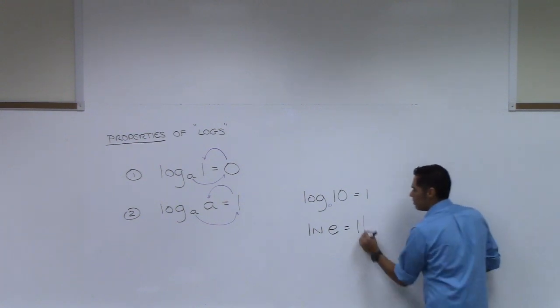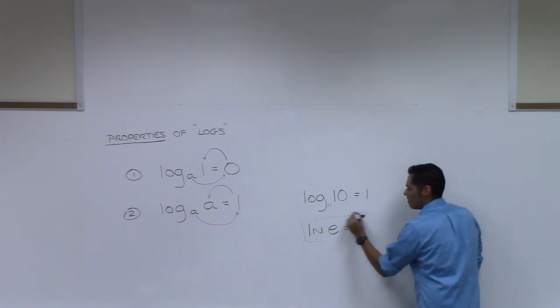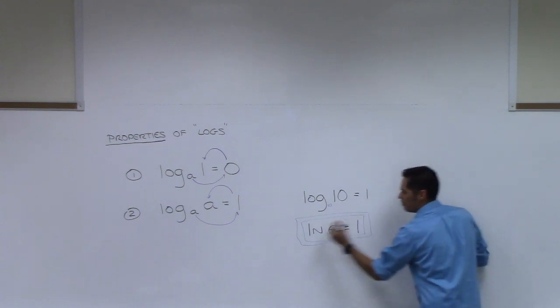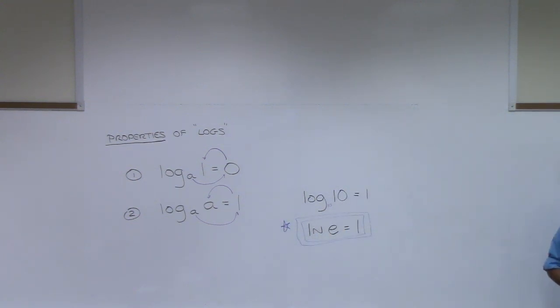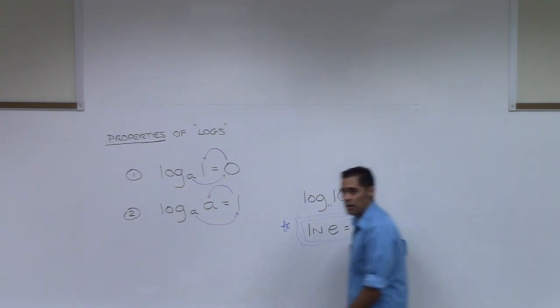I'm going to box this. I'm going to box it again. I'm going to put a star next to it. The natural log of E is 1. Okay? The natural log of E is 1.